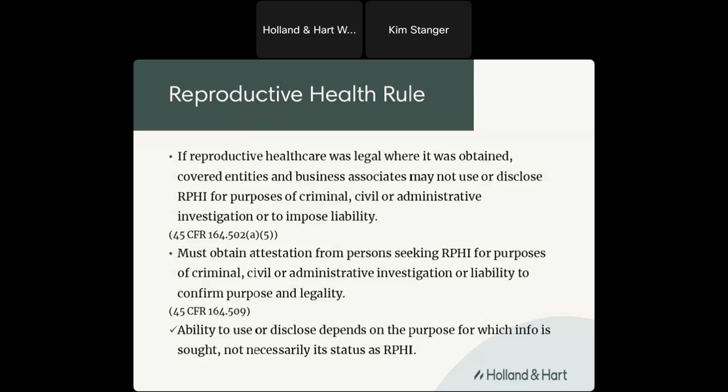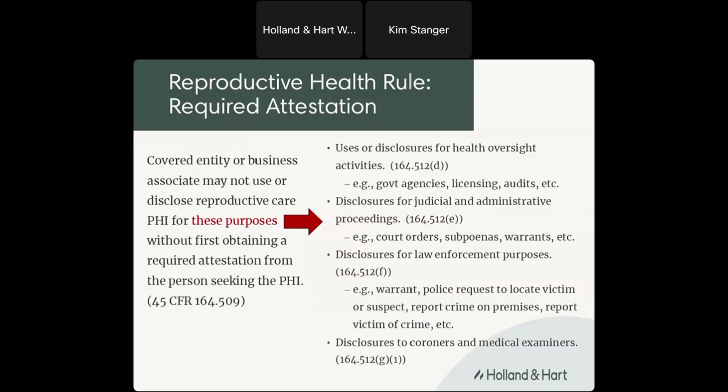Instead, it depends on the purpose for which the information is sought. Specifically, if it's being sought for one of these exceptions, we went through those exceptions under HIPAA that allow you to make disclosures for law enforcement purposes, for judicial or administrative proceedings, for health oversight activities, or disclosures to coroners and medical examiners. If you get a request, and that request is seeking this information for one of these purposes, then you are obligated to obtain that required attestation before you can disclose the information. And remember, you've got to know why they're seeking that information before you can make the disclosure under HIPAA.